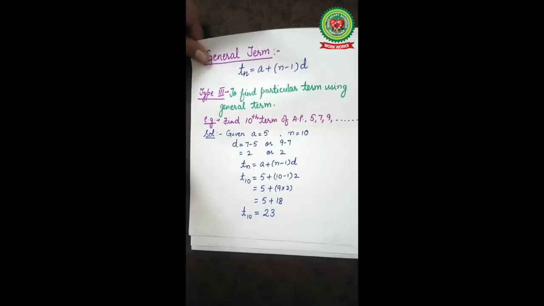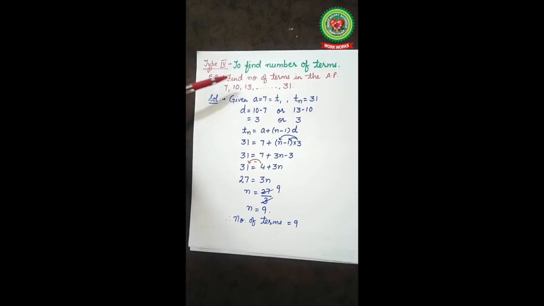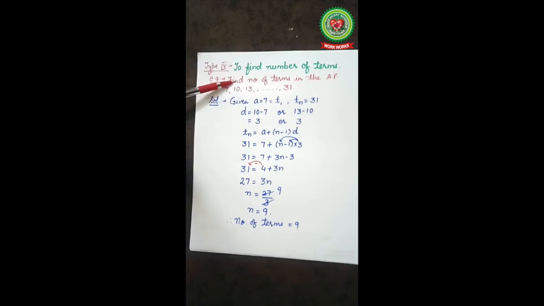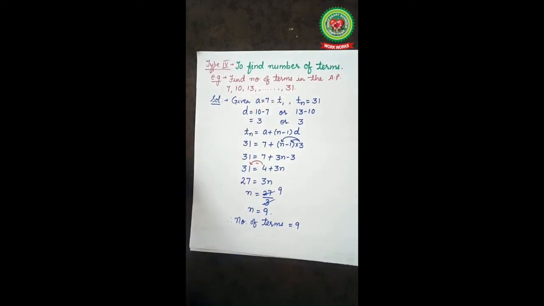Now, similarly, the next type is also based on the general term formula, that is to find the number of terms. Number of terms means we have to find the value of n. For example, find the number of terms in the AP 7, 10, 13 and so on up to 31. We are having a complete series of an AP. First term is given and last term is also given. We have to find the number of terms.